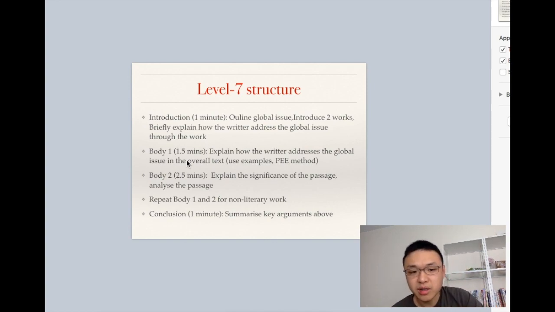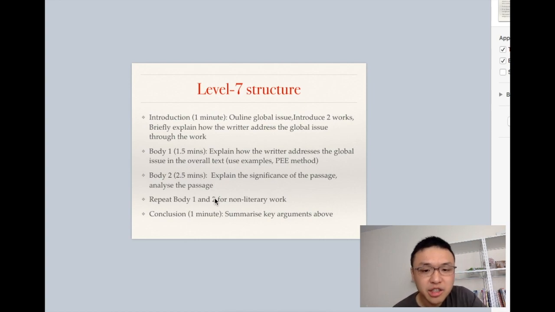Then in your second part, the next body paragraph, you can go to the extract, right? So when you talk about the extract, it is very important for you to say why you chose this extract. So you can say, well, this extract is very, very important because blah, blah, blah. Talk about why you chose the extract, and then you analyze the extract, okay? You can highlight different things from the extract and analyze them, like using the PEE method, right?